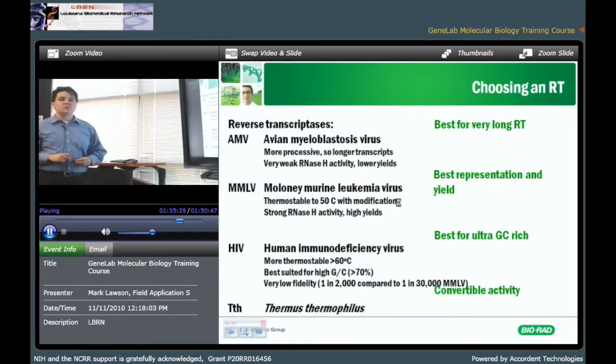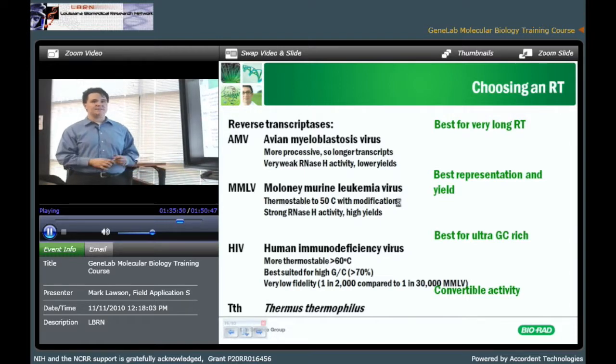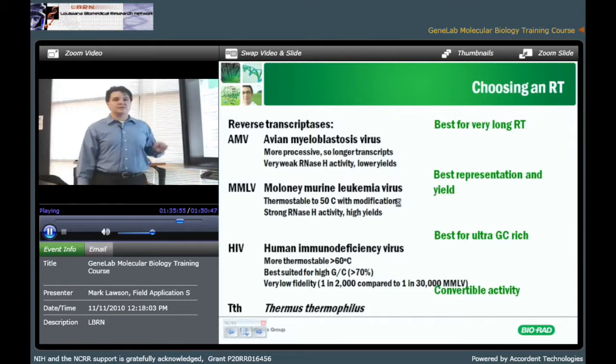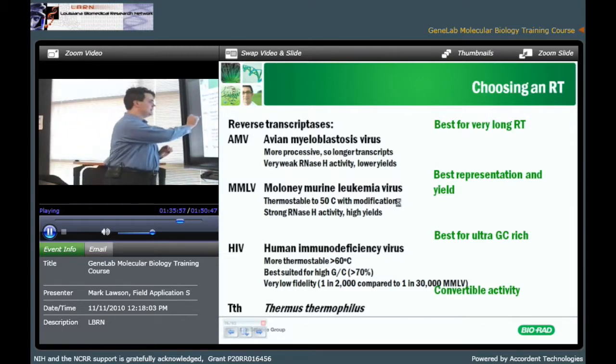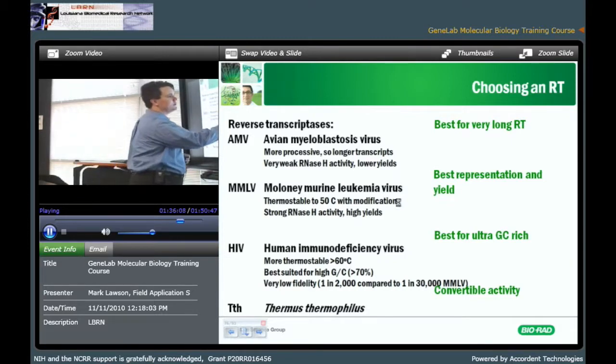Very important that you choose the right reagents upstream of your real-time PCR. This is one of the areas that we see a lot of people making obvious mistakes in. And there's a lot of discussion about this in MIQE as well. We recommend very strongly that you use MMLV, that's Moloney murine leukemia virus, reverse transcriptase, the enzyme from that virus. And the reason why is it gives the best representation and yield, and especially representation.